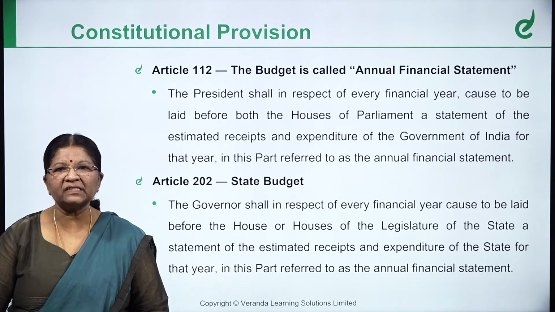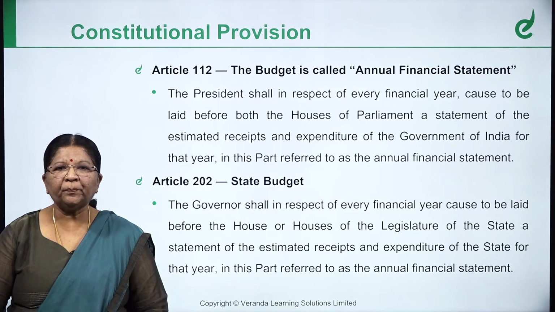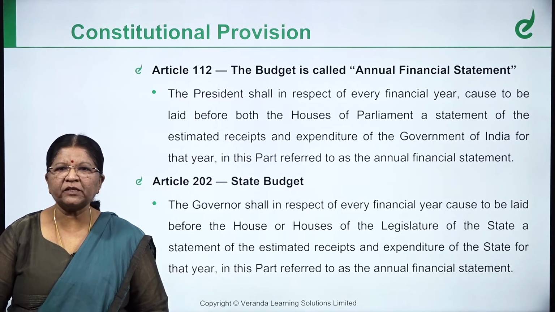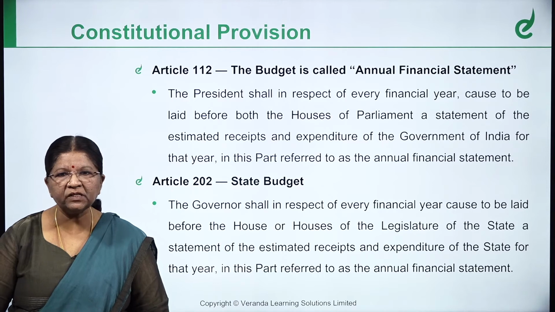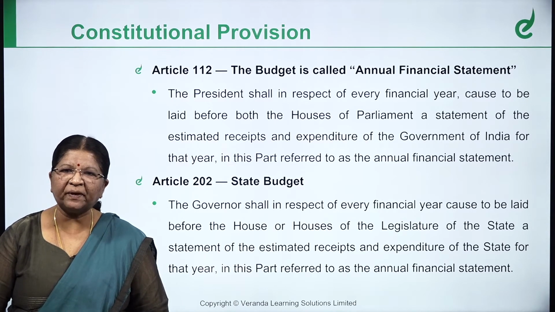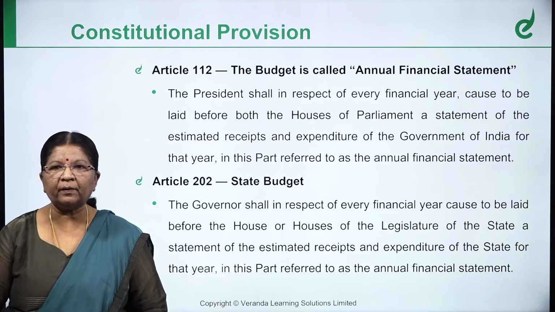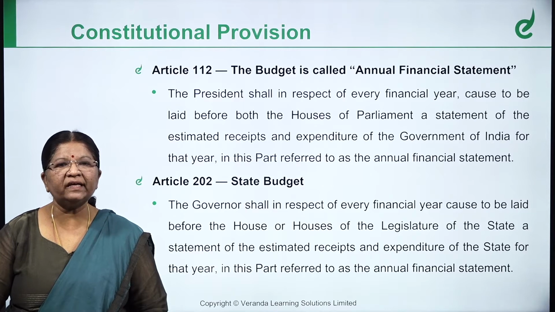As far as the constitutional provisions are concerned, Article 112 gives the power to present a budget, which is called the annual financial statement. Here, the President shall, in respect of every financial year, cause to be laid before both the houses of the Parliament a statement of the estimated receipts and expenditure of the Government of India for that year, in this part referred to as the annual financial statement.